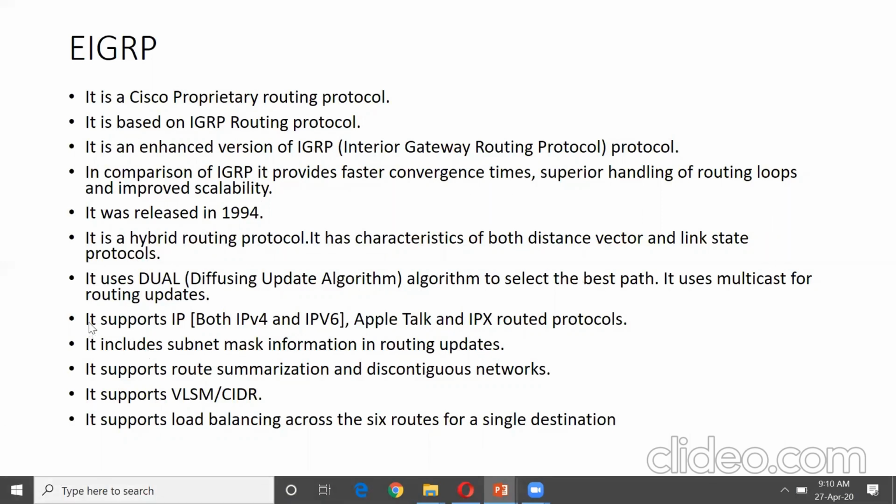It uses multicast for routing updates. EIGRP supports IP, both IPv4 and IPv6, AppleTalk and IPX routed protocols. It includes subnet mask information in routing updates. It supports route summarization and discontinuous networks. It supports VLSM, variable length subnet mask, and CIDR, that is classless interdomain routing. It supports load balancing across 6 routes for a single destination. So these are some features of the EIGRP routing protocol.